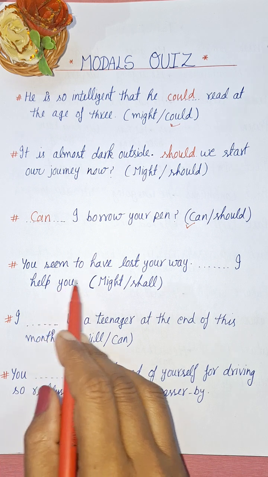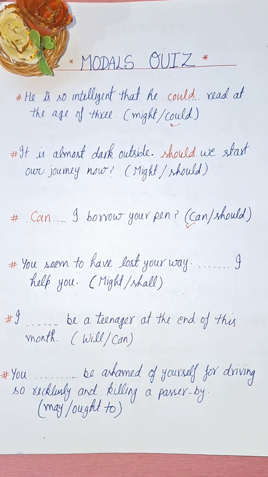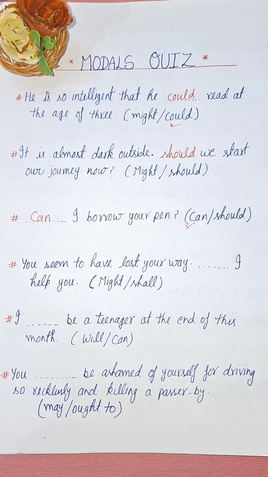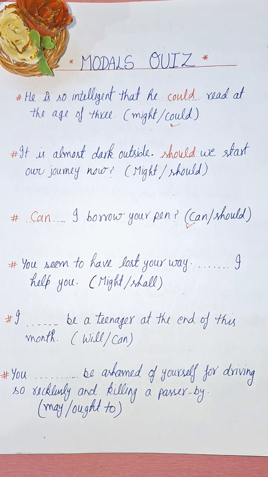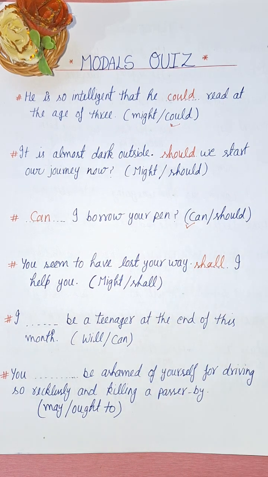Next, you seem to have lost your way. Dash, I help you. Okay, again, what will happen, should or shall. Shall is used to show offer or suggestions. Here he is asking for suggestion. Shall I help you, kya main aapki help kar dun, so asking for suggestion. Okay, so shall I help you.